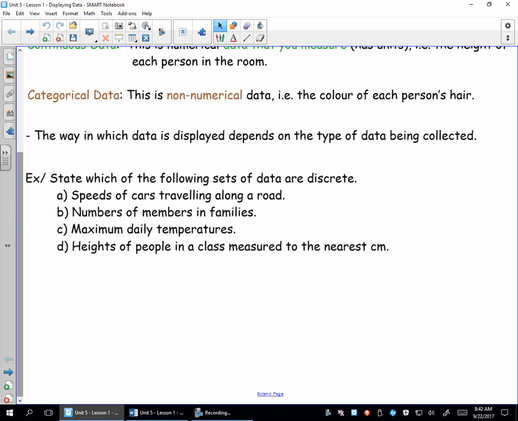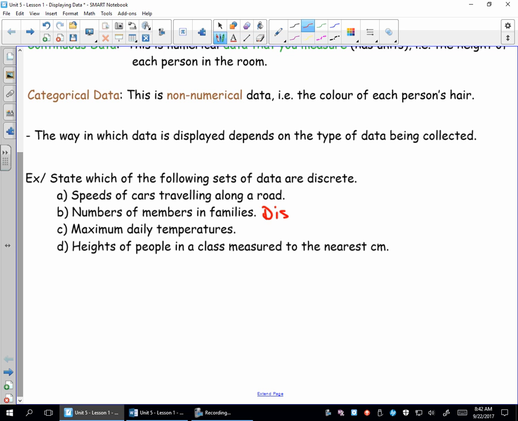A quick example here. Can you figure out which of these are discrete? Okay, so speeds of cars traveling along a road. Well, if we're talking about speed, we're probably measuring that in kilometers per hour. Okay, numbers of members in your family. That's one of the examples we just used. That's obviously a discrete thing because you count that. The maximum daily temperature. How warm was it yesterday? It was minus 12 degrees Celsius. I measured that. I have units. I can tell that. And heights of people in a class measured to the nearest centimeter.